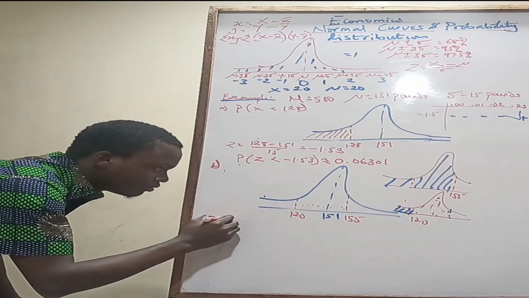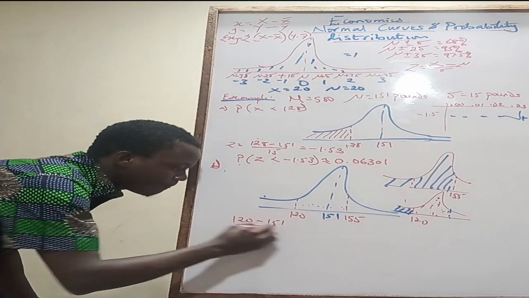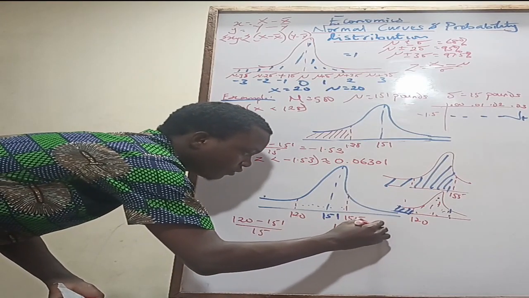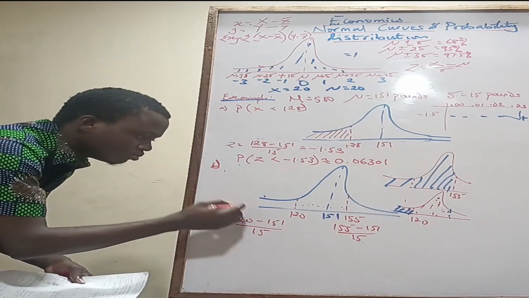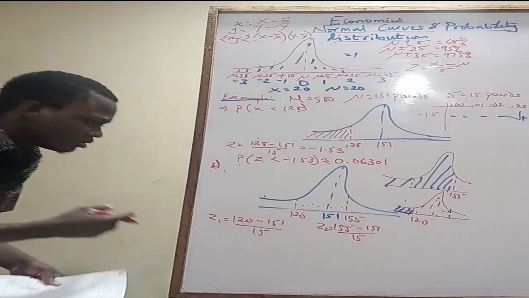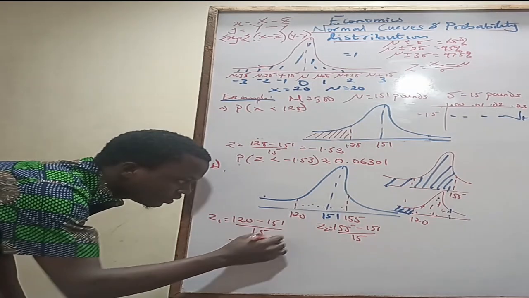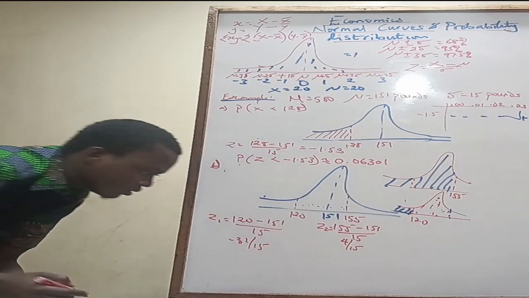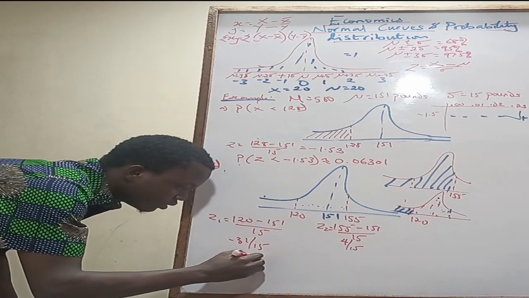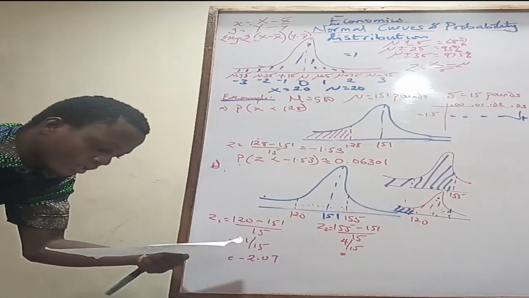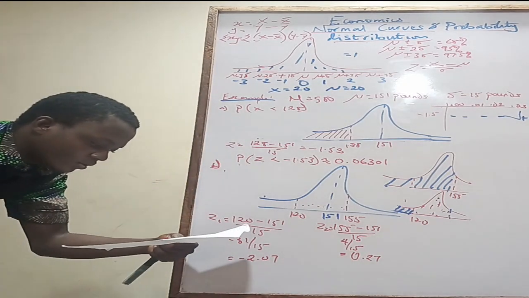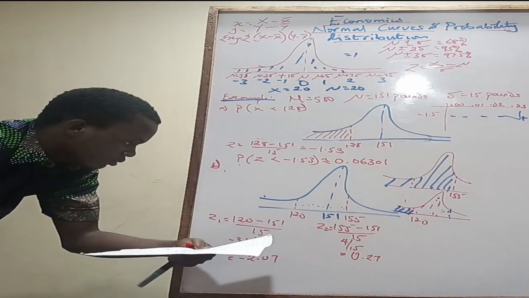For the first one, we are going to have 120 minus 151 divided by the standard deviation, 15. And then we are going to have 155 minus 151 over the standard deviation of 15. So 120 minus 151 gives us minus 31 over 15, and this gives us 4 over 15. Minus 31 over 15 gives us minus 2.07. And 4 divided by 15 is 0.27.